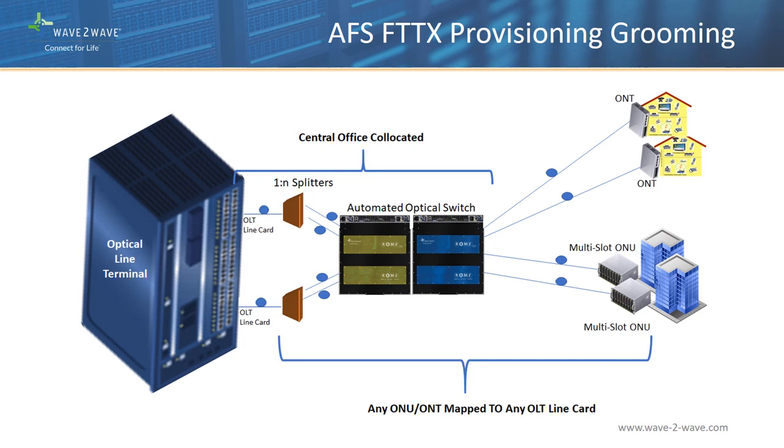In non-zero touch scenarios, one technician travels to the field to connect the drop cable to the customer premises and install the customer premises equipment. The AFS connects the distribution fiber to the splitter and initiates the CO side testing automatically and remotely.